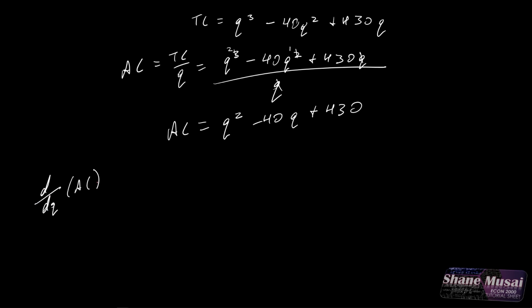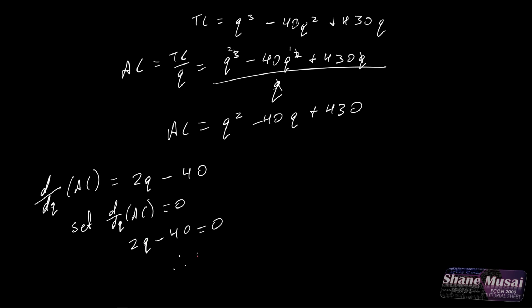The differential with respect to q of the average cost would be 2q minus 40. So set that equal to 0. Then we'll have 2q minus 40 equal to 0. Therefore, 2q is equal to 40. Therefore, we can say q is equal to 20. But we don't know if q equal to 20 is the minimum as yet. We need to take the differential of this, so essentially, the second differential of the average cost to know if this is indeed a minimum.